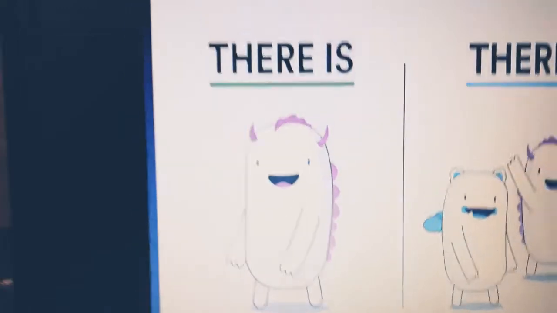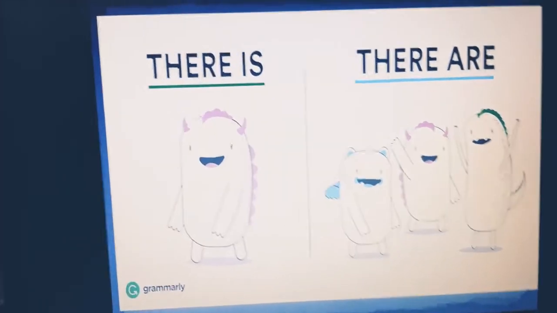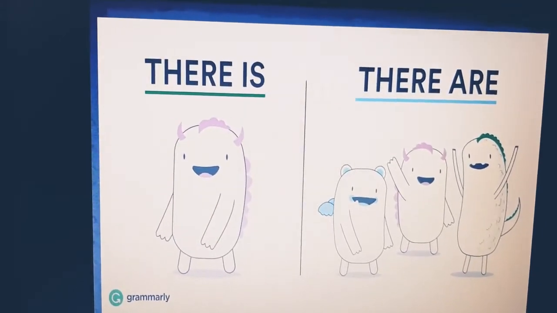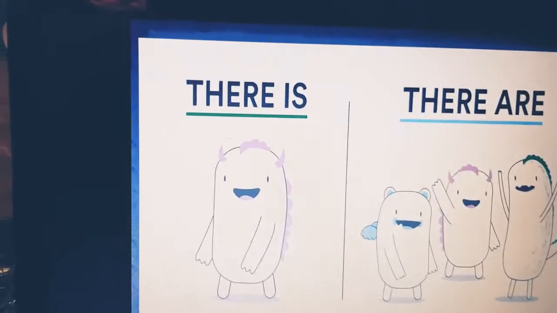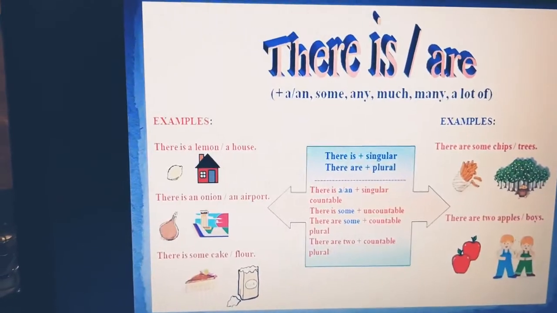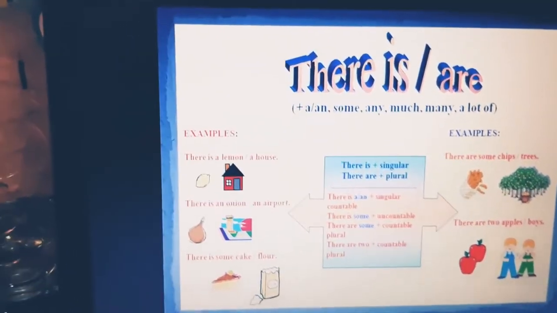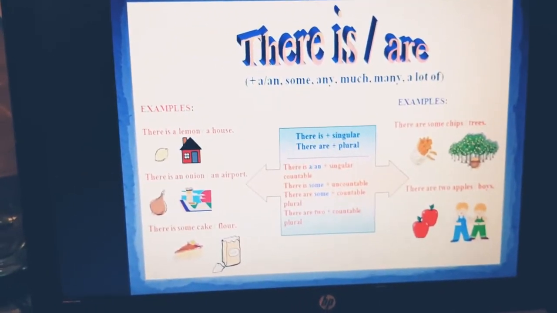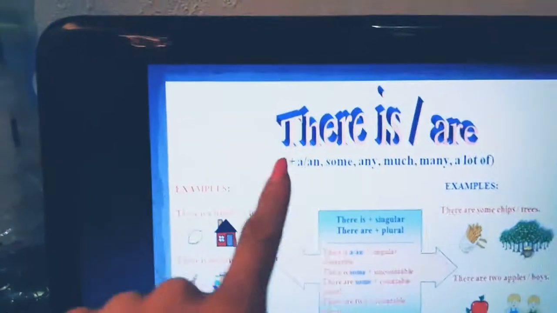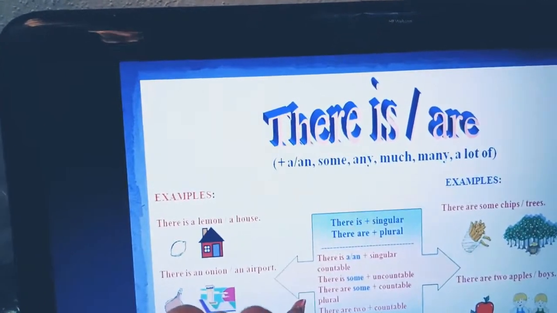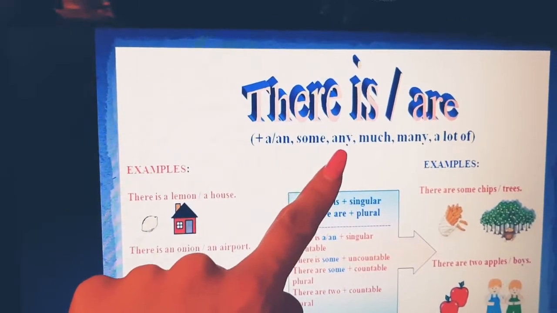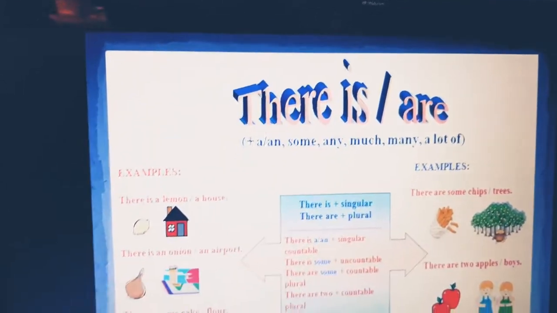Okay, so let's continue with this one. Example: there is a monster, just one. There are three monsters, or there are some monsters. One more time: there is singular, there are plural. Very, very easy. Another example here. We continue with examples, there is, there are. And I told you, you can use a when it's there is. Some we use when it's plural. Any plural, much and many, and a lot of plural.